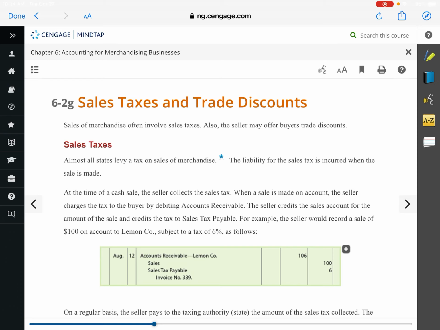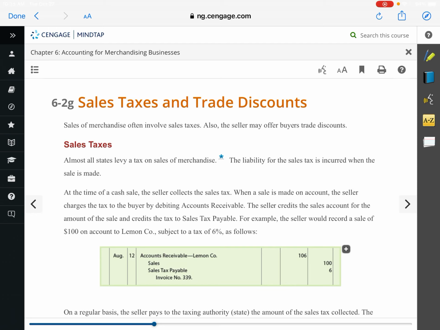Okay? Also, we have to account for the cost of merchandise sold. So, cost of merchandise sold would be $88,600. And then we want to get rid of $88,600 worth of inventory. Okay?